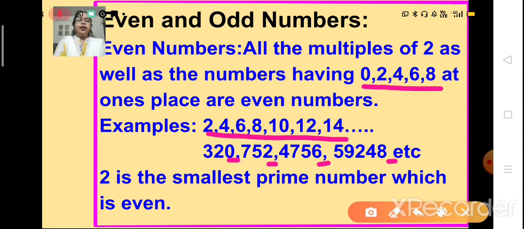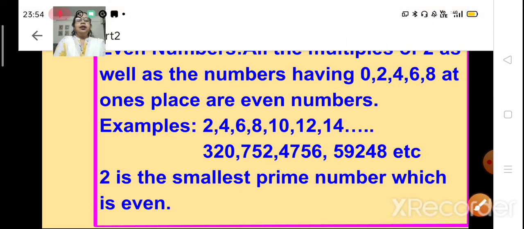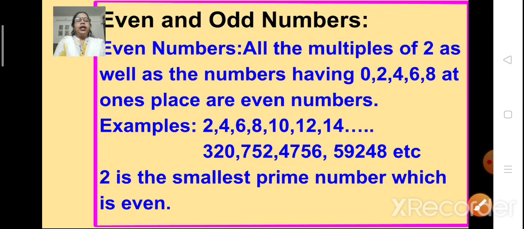Okay, so 2 is the smallest prime number. It is an even number. It is the smallest even prime number. All the other prime numbers are odd. So 2 is the only even prime number.